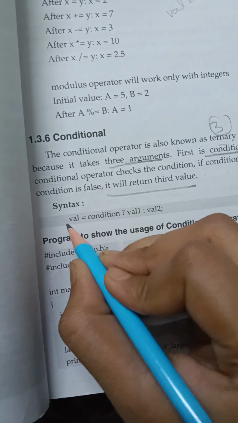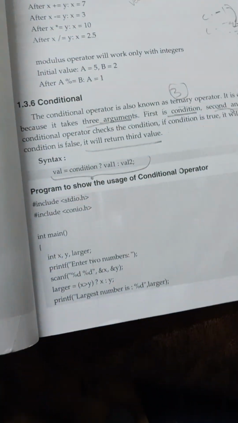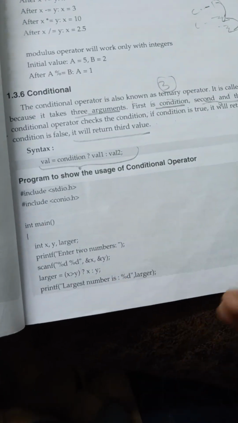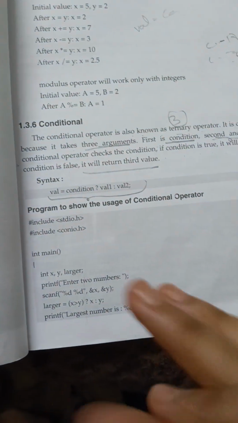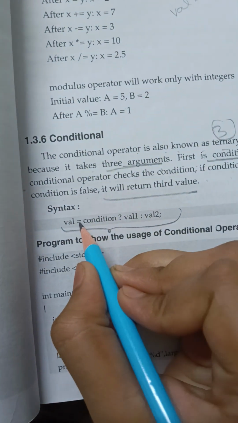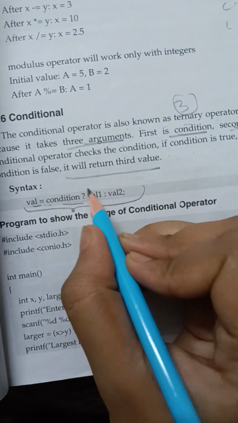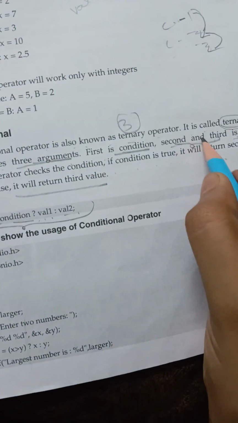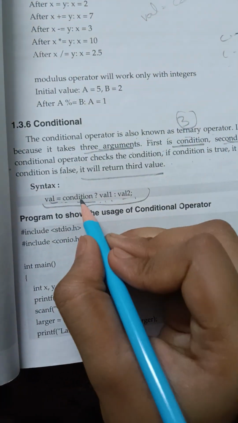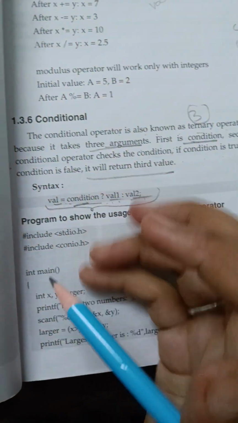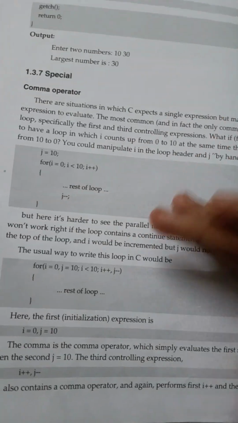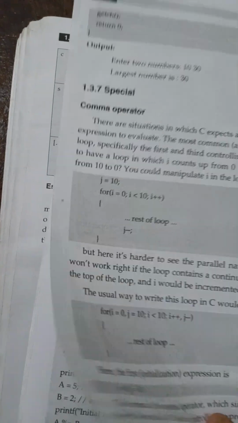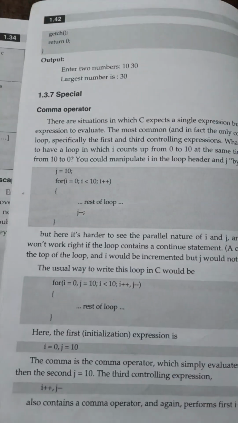The syntax is simple, it doesn't have any box. If you want to write this operation, you can write it as I have already shown in this video. So the syntax is val equals to condition question mark value 1 colon value 2. First is the condition, second and third will be values. I don't think a program is necessary, so I am not explaining that, because in other answers you can write this. If you write so many operations, you will definitely get confused, that's why I am not doing it.